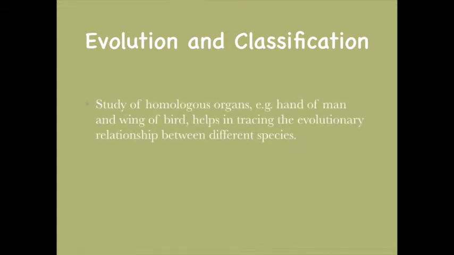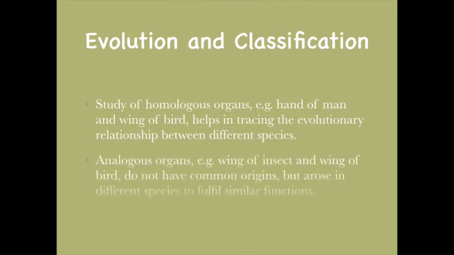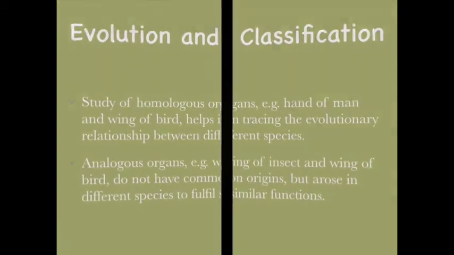The study of homologous organs, for example, the hand of a man and the wing of a bird, helps in tracing the evolutionary relationship between various species. Analogous organs, such as the wing of an insect and the wing of a bird, do not have any common origin, but arose in different species to fulfill similar functions.